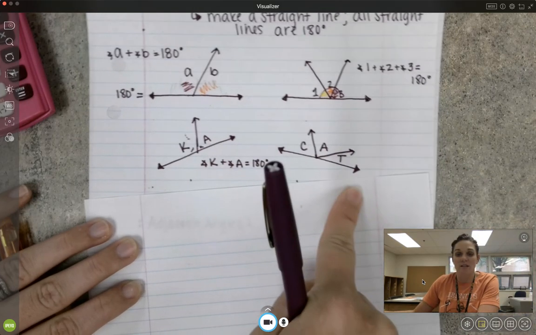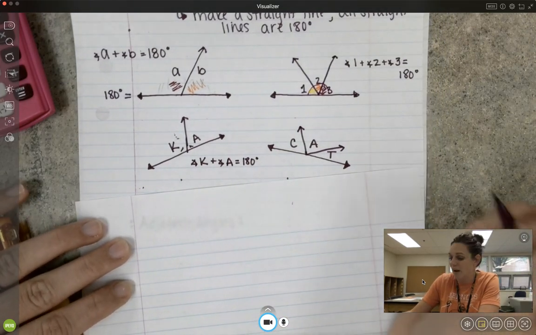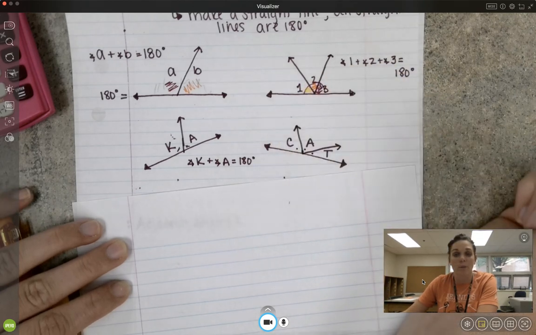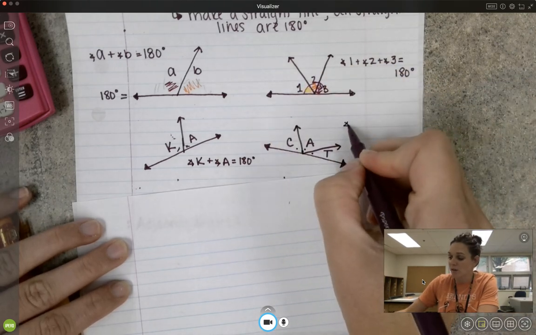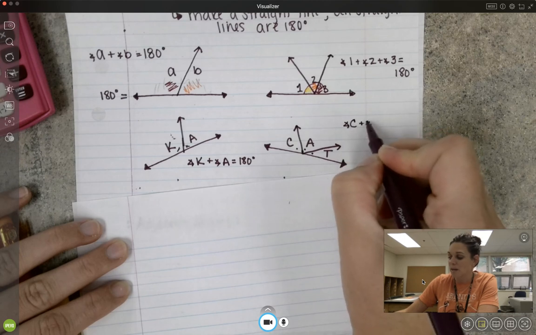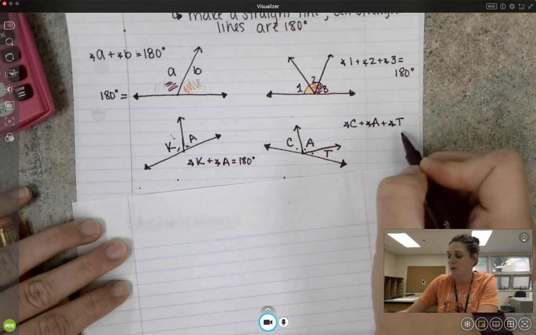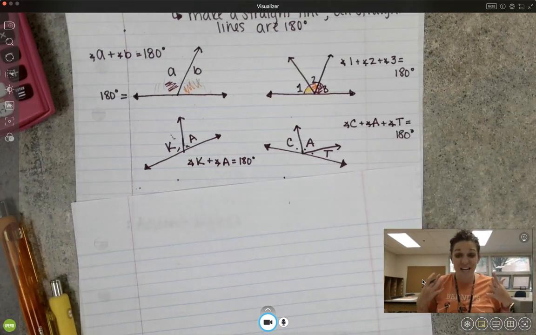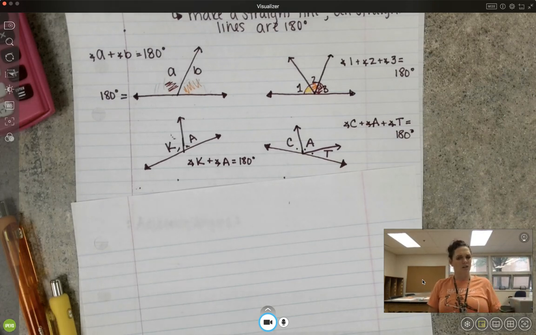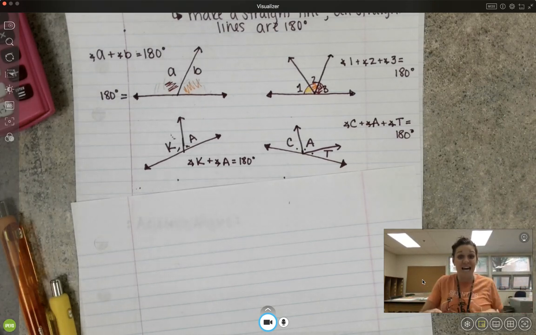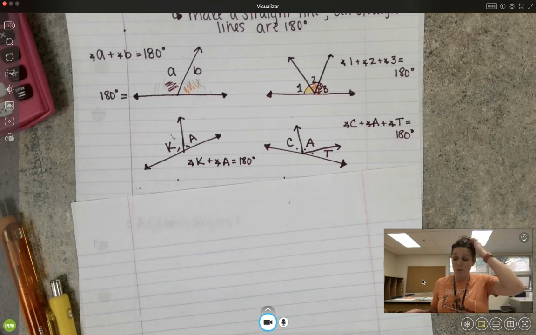Let's take a look at this other one. How would we find it out? Well, if I'm writing this is angle 1 and angle 2 and angle 3 when we put them together. So we have angle C plus angle A plus angle T all have to equal 180. This concept isn't that it's difficult. It's just like, is it really that easy? Yes, it really is that easy. It is that straightforward with what we're doing.